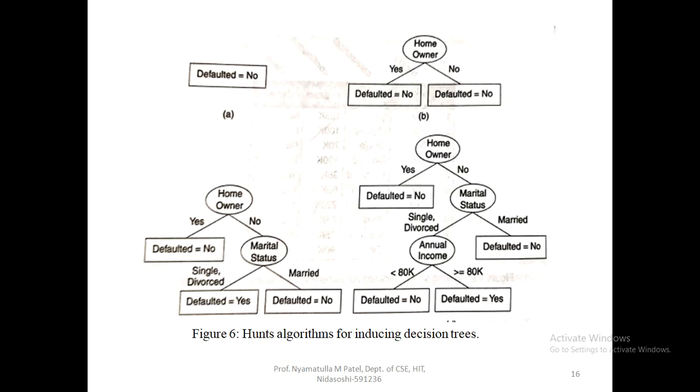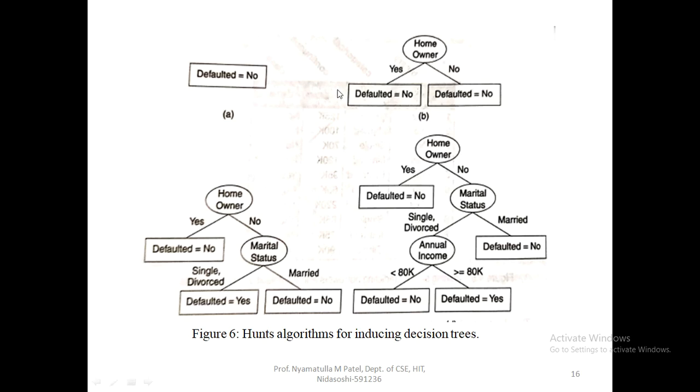Here the first condition is defaulted equal to no, which means that if all the people who have taken the loan have repaid their loans, then defaulted is no. They all belong to only one class, no, meaning all the people who borrowed the loan have repaid it.